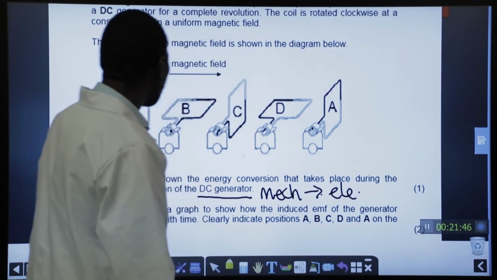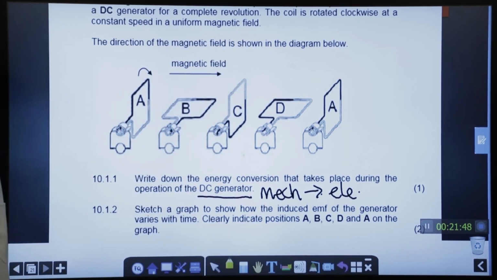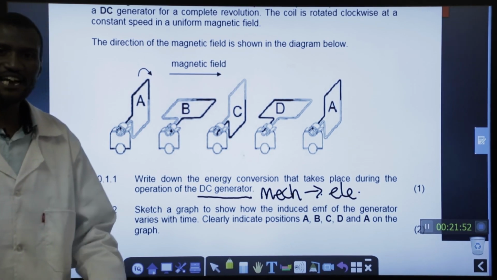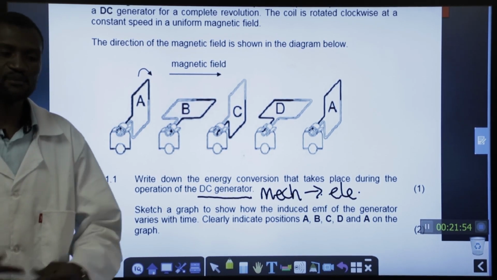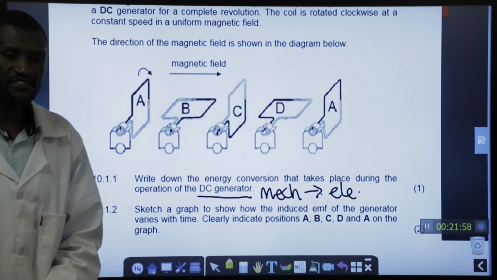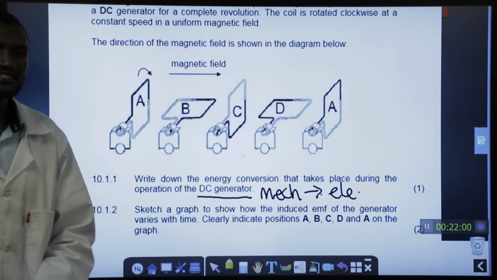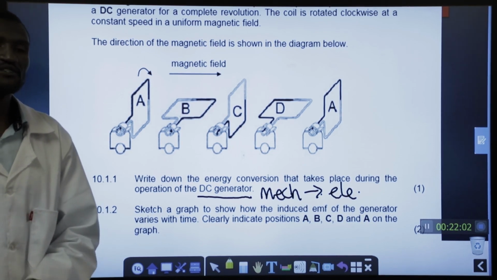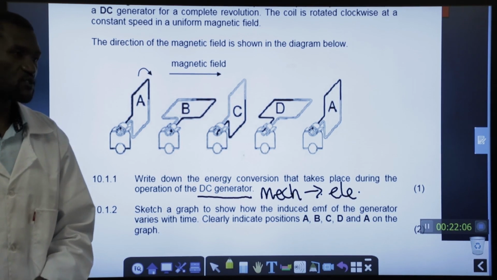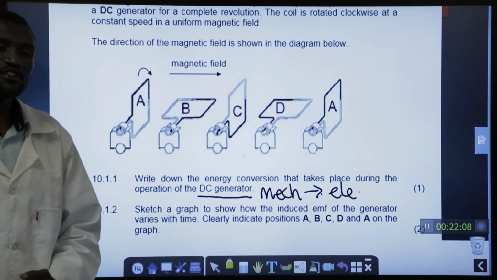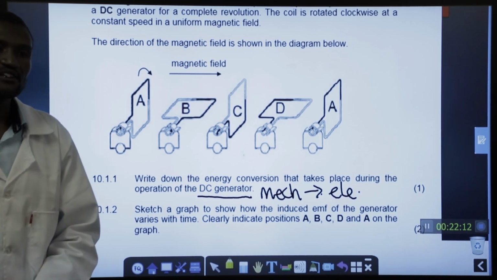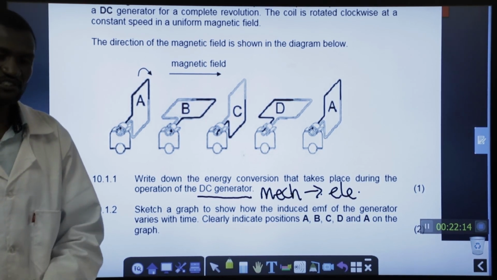Okay, that's a brief introduction on our DC and AC generators. By now you must know the differences between an AC and a DC generator. In the next lesson, as I promised you, we are going to cover aspects of calculating the root mean square, as well as P average and other questions that are required for you to know in an exam situation.